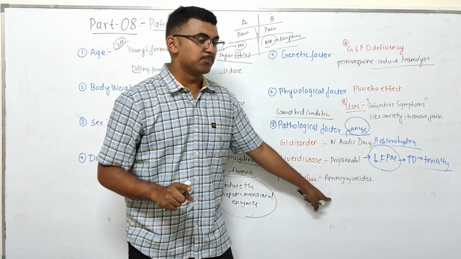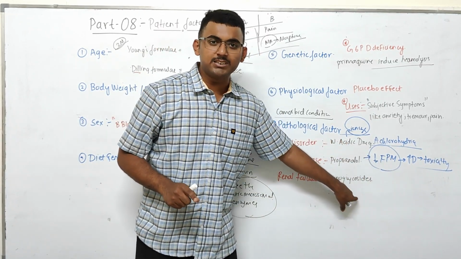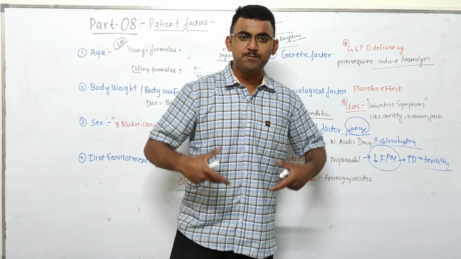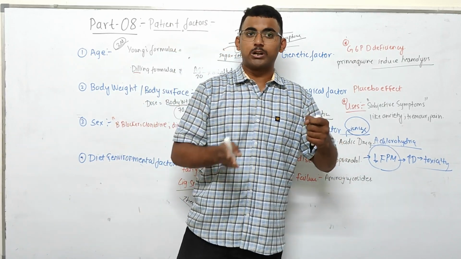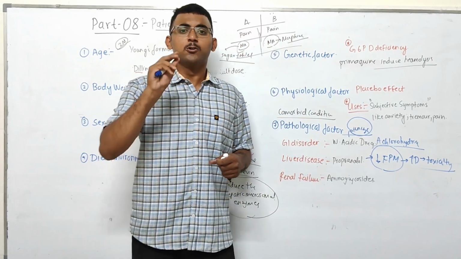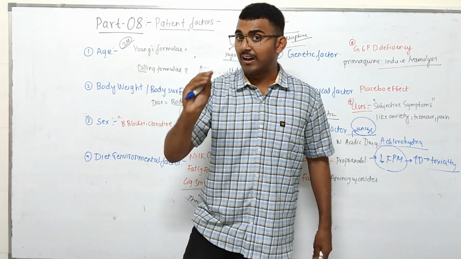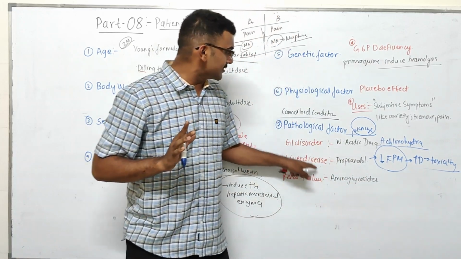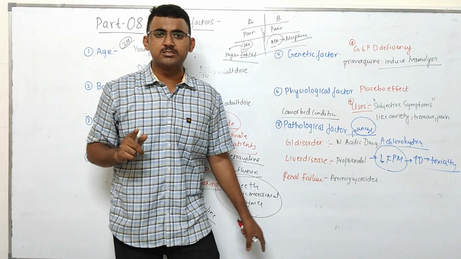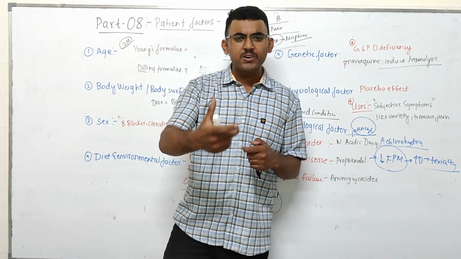Drugs such as aminoglycosides, if you give these drugs to patients who have renal impairment, the excretion will be slower. So it is very important to adjust the dose of such drugs for patients who have renal impairment. So these are certain pathological factors which are going to modify the drug action.